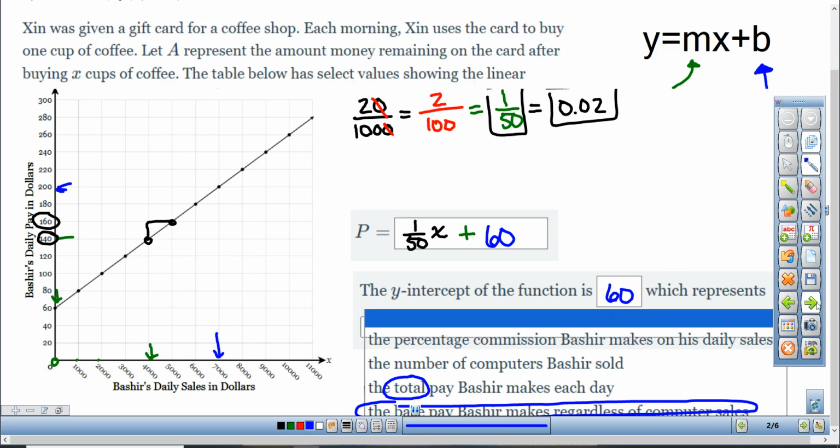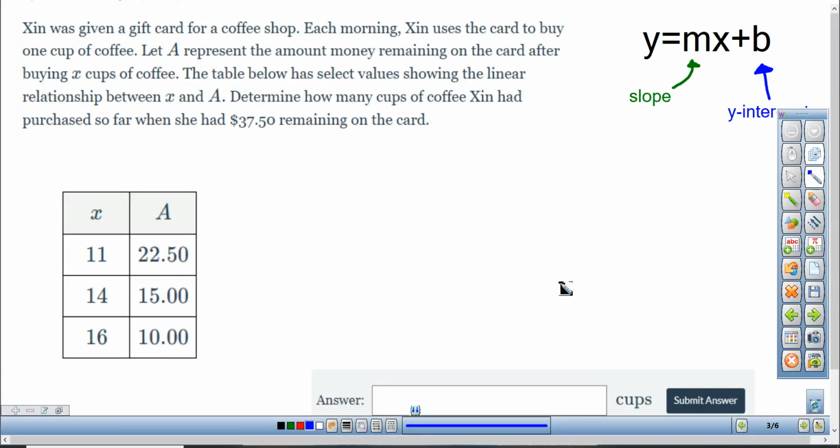All right, let's look at another one. Sheen was given a gift card for a coffee shop. Each morning, Sheen uses the card to buy 1 cup of coffee. Let A represent the amount of money remaining on the card. So this is the amount. And then X is the cups of coffee, like number of cups of coffee.